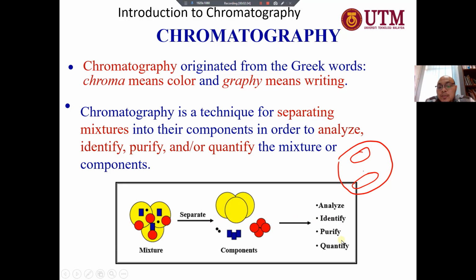Okay. For quantify, we want to know, for example, how many yellow is inside our sample, how many red in our sample, how many blue or how many dot in our sample. So when we talk about quantify, we always look into how much the quantity of a certain compound or analyte of interest.